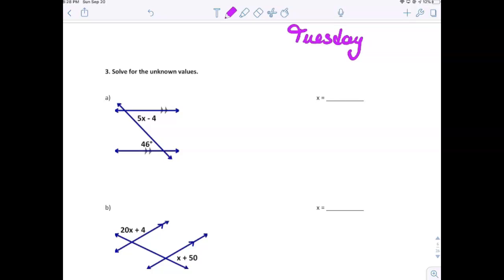We are going to move on with parallel lines and transversals, but with algebra. So basically knowing when and how to set up the equation. So we're going to start on page 4, and today's date is Tuesday, 9/22. And page 4 is what we'll do.